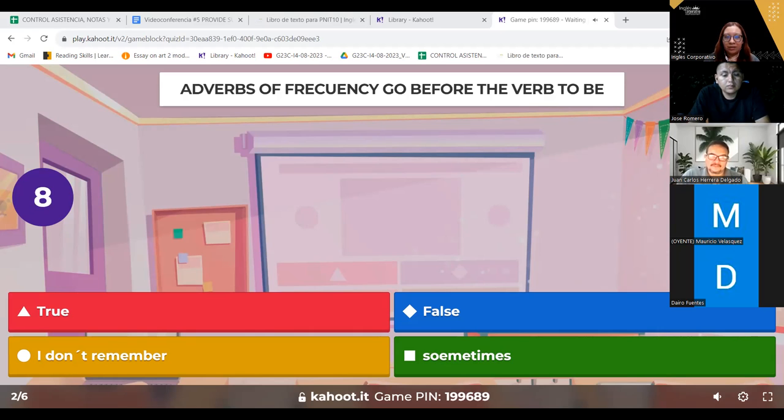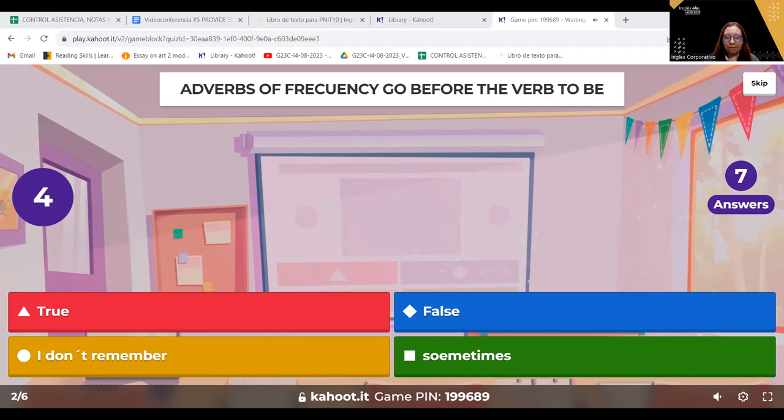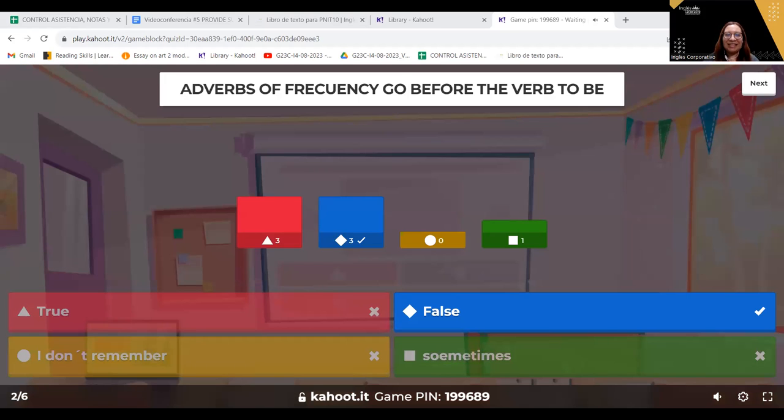Ten more seconds. We're gonna check. The correct answer was false. The frequency adverbs go after the verb to be, not before. For example, she is always early in the office, right? Is before the verb to be, before the frequency adverb.